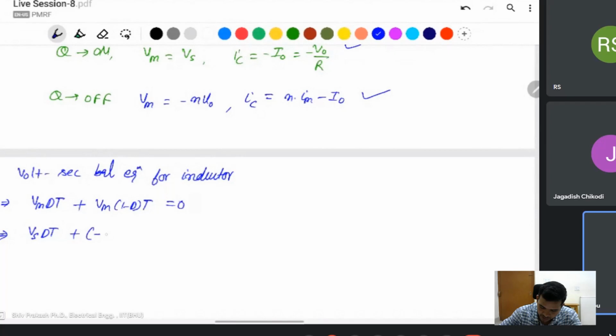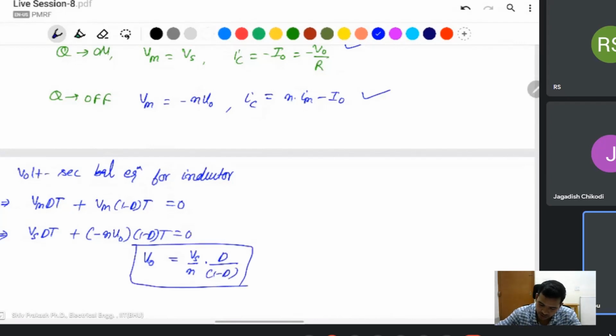This one is minus of n V naught into 1 minus d, t is equal to 0. As you can find V naught here, V naught is equal to Vs by n into d divided by 1 minus d. This is the output voltage equation for the flyback converter. Now let's apply the same for the current equation.